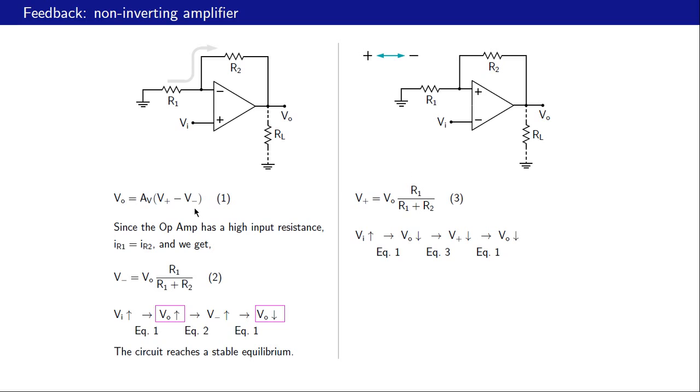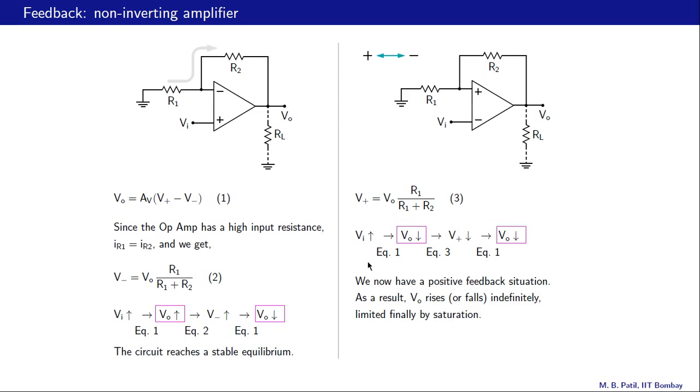If V minus increases, because of this negative sign, Vo will decrease like that. If Vo decreases, V plus will decrease by equation 3. And if V plus decreases, Vo will decrease by equation 1. So clearly we have a positive feedback situation because these trends are the same. A decrease in Vo will cause a further decrease in Vo, and as a result Vo will rise or fall indefinitely, limited finally by saturation. And this circuit of course cannot be used as an amplifier.